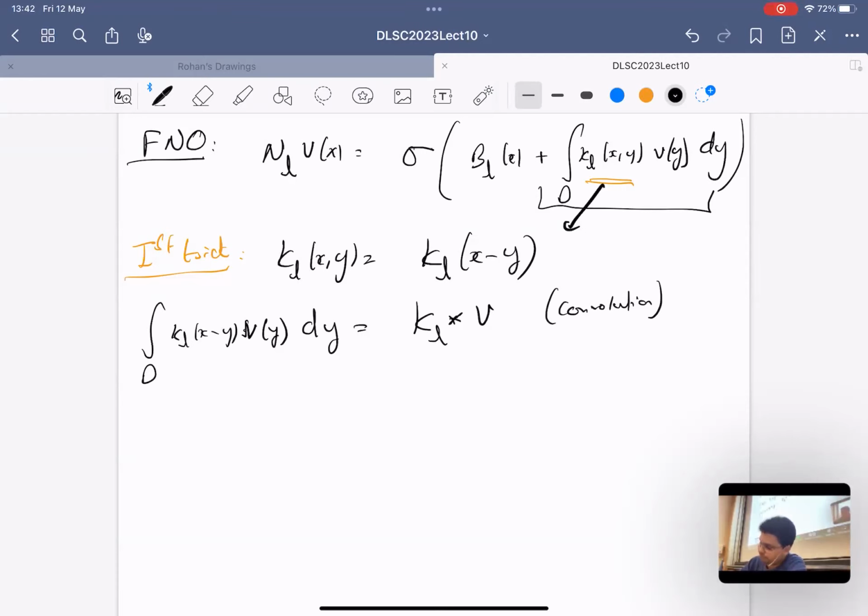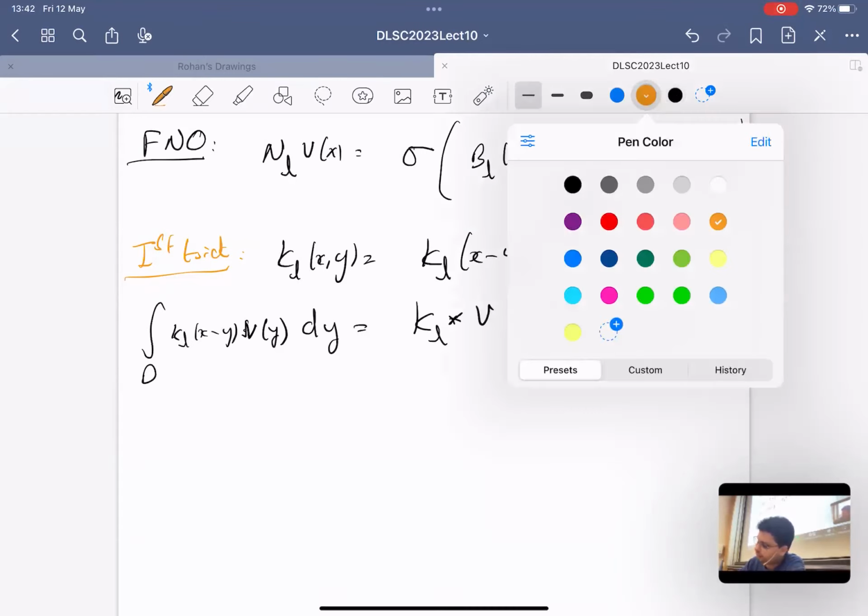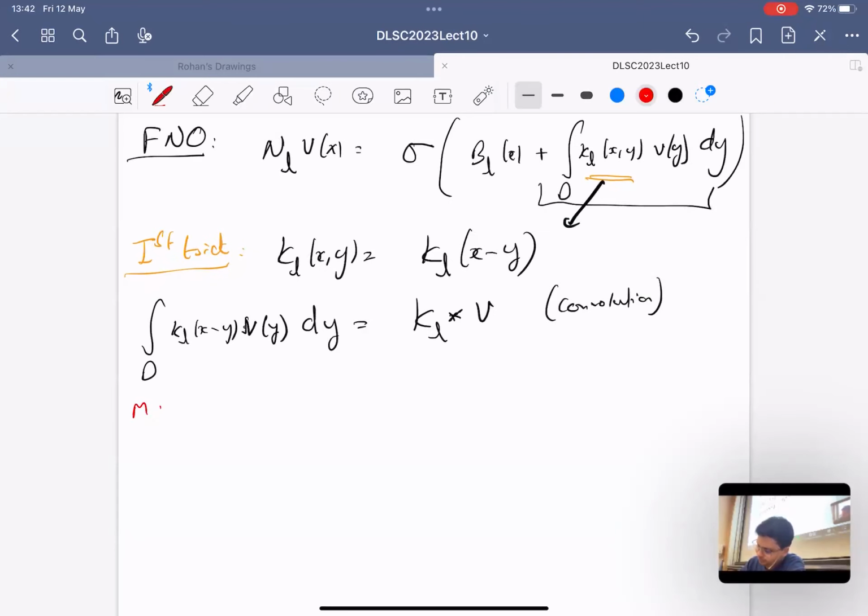But today, we are going to do this in Fourier space. So the main idea behind FNO is to perform convolution in Fourier space. So first, let me explain what Fourier space is. Then I'll ask you guys, why is this a good idea? Why should we do things in Fourier space?